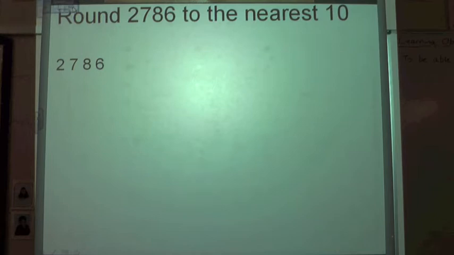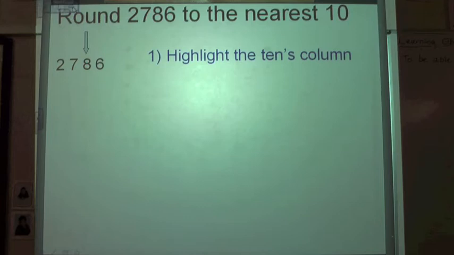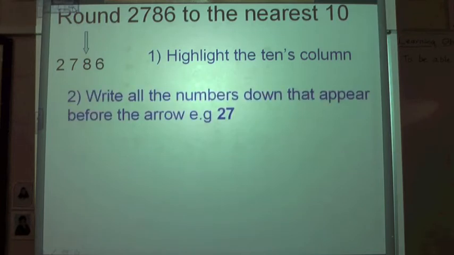Okay. Now a bigger number, we're going to round this one to the nearest 10 again. So, highlight the tens column again, there's your 8. Write down the numbers that appear before because they're not going to change, so in this case 27, 2 and 7.